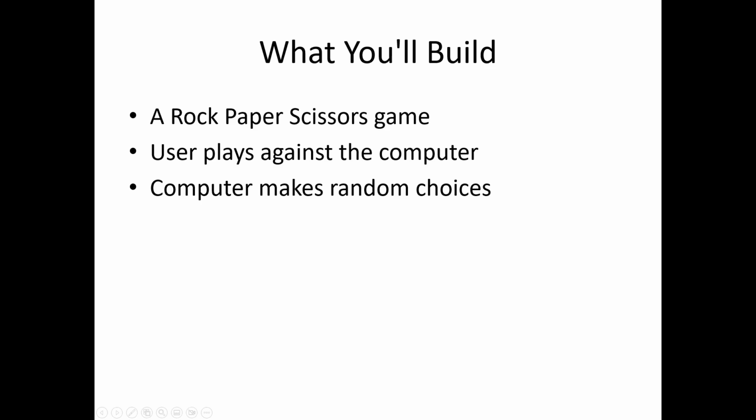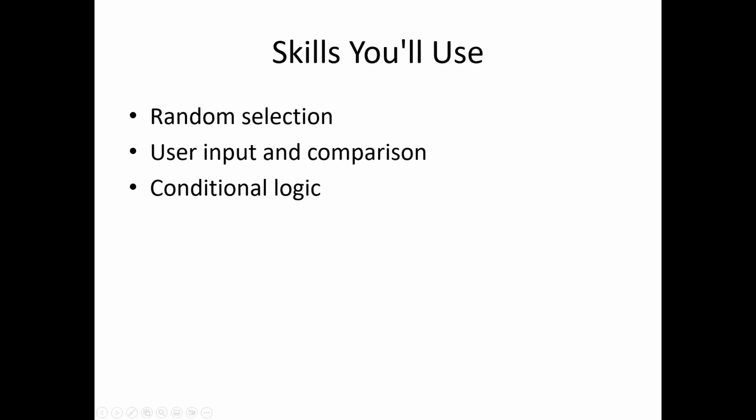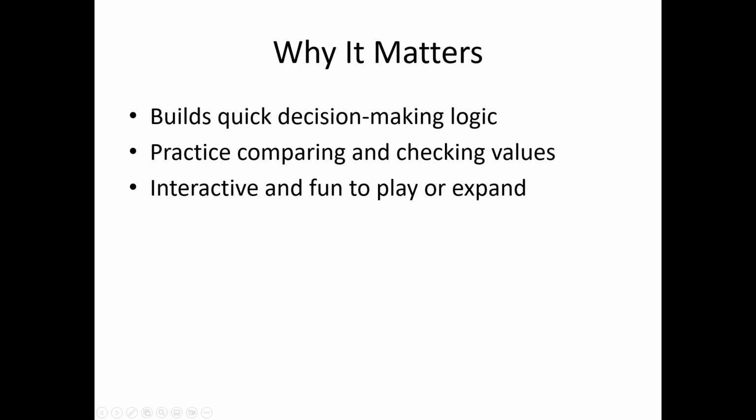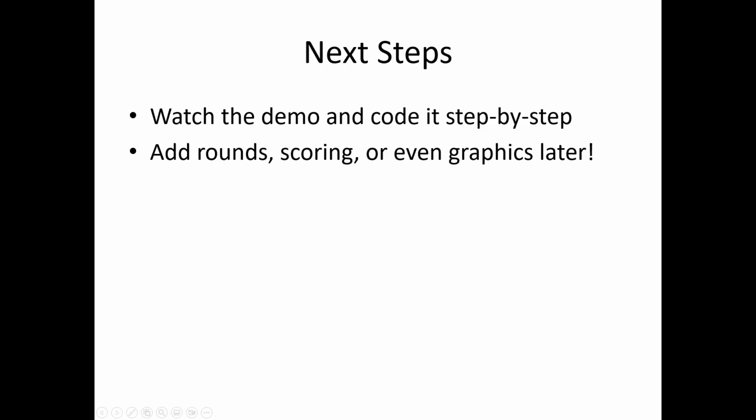So what you'll be building is a rock paper scissors game, and the user will be playing against the computer, and the computer makes random choices. And the skills you'll be using are random selection, user input and comparison, and conditional logic. So why this matters is because it builds quick decision-making logic, and it practices comparing and checking values, and it's interactive and can be fun to play or expand on.